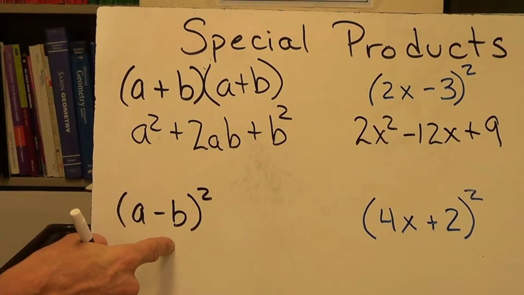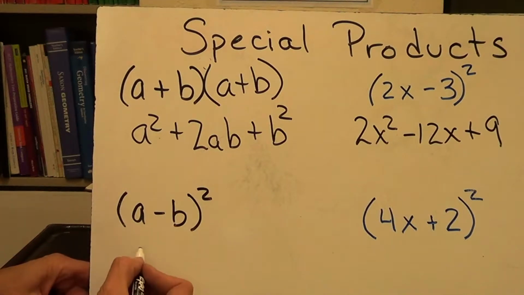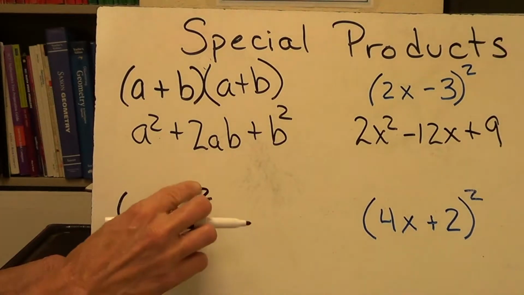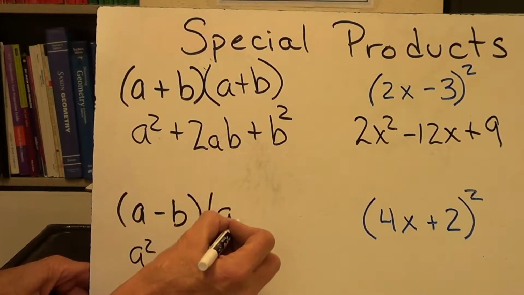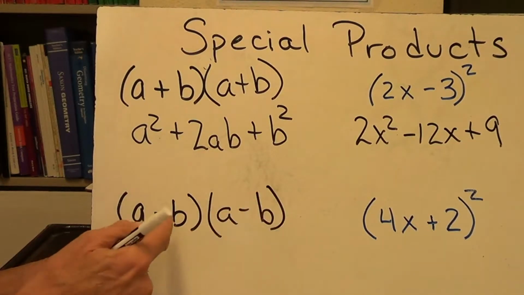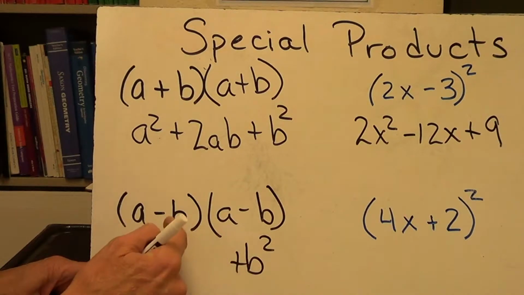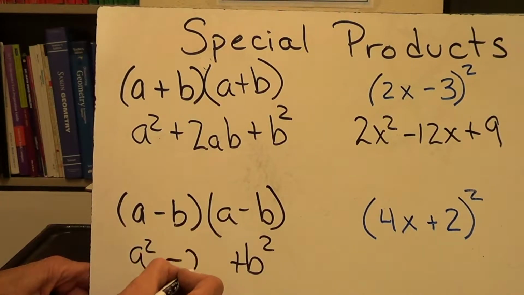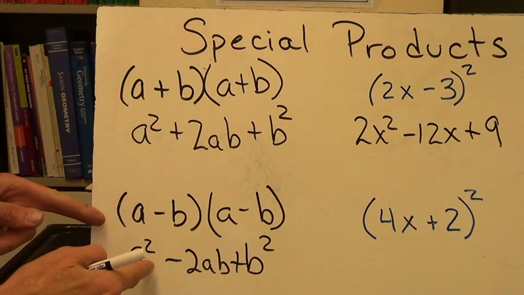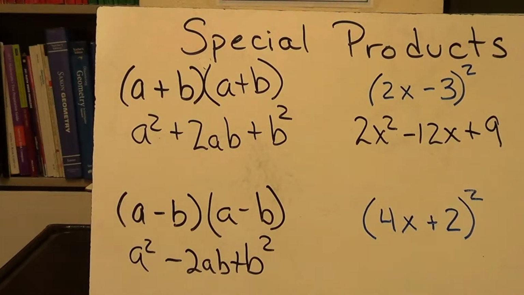On this one, the only difference is you'll still have the a squared. Let's let you see what the problem looks like. A negative b and a negative b, you'd still have the b squared. The only difference is in the middle you have a negative 2ab. So that's the only difference between those two kinds of problems.